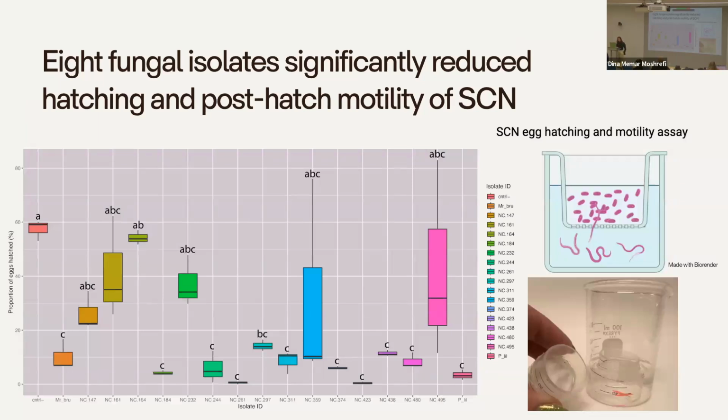We used a different approach to see if we can find any potentially nematophagous or nematode antagonistic fungi that we may have missed in the previous assay, because they just have a different approach to antagonizing nematodes. In this case, we ran an egg hatching and motility assay, where, same thing, we plated the nematodes alongside the fungus, and then we crushed those cysts and put them in a hatching chamber.